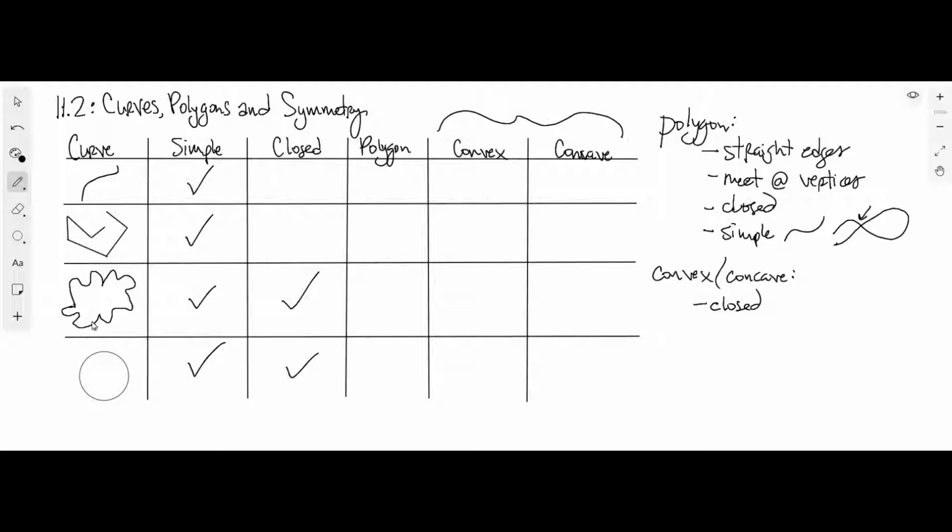But this figure here, sorry, my phone is going off.